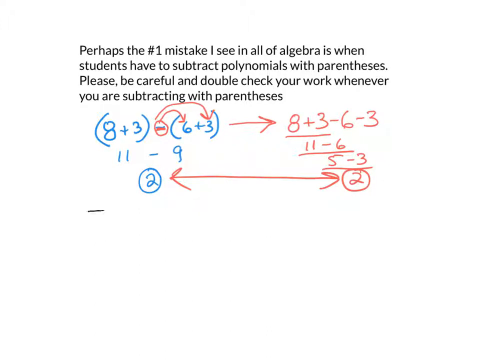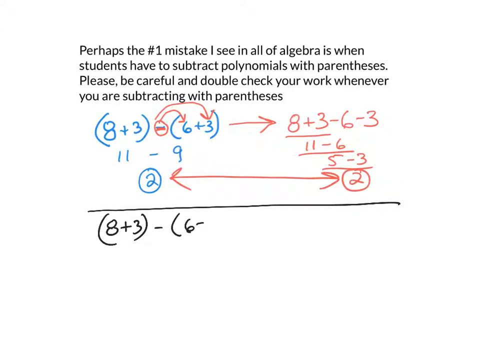So let's look at another similar problem. This time I'm going to have 8 plus 3 subtract 6 minus 3 inside that second set of parentheses. Once again, I could do that by following the rules for please excuse my dear Aunt Sally. I have 11 subtract 6 minus 3 is 3. I get 11 minus 3 is equal to 8.